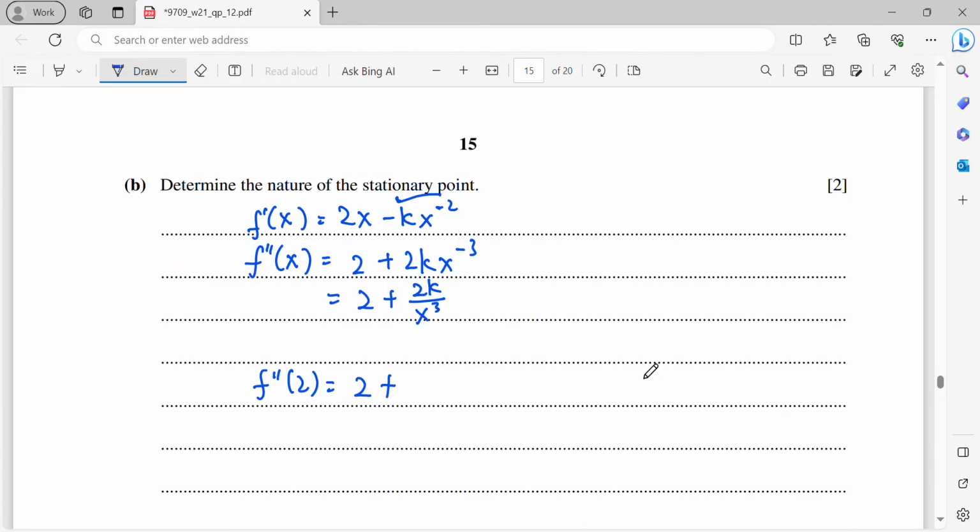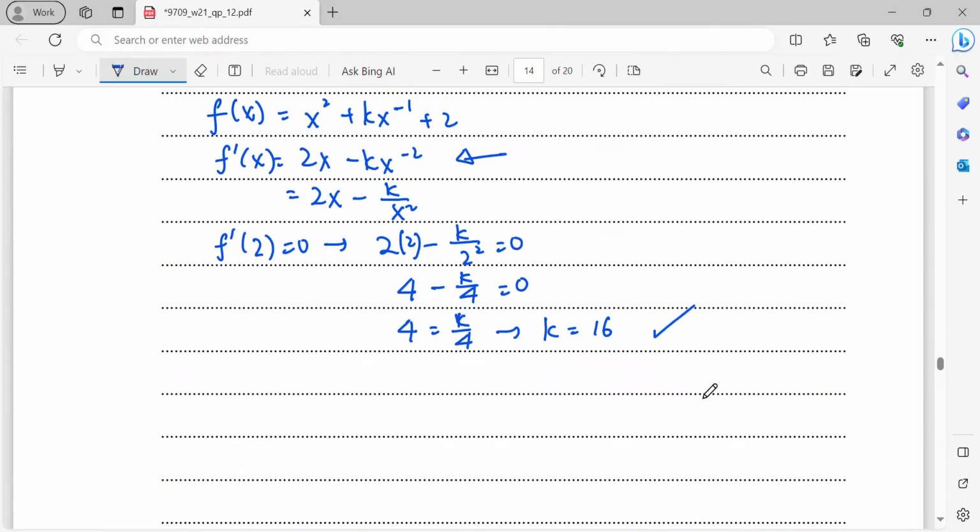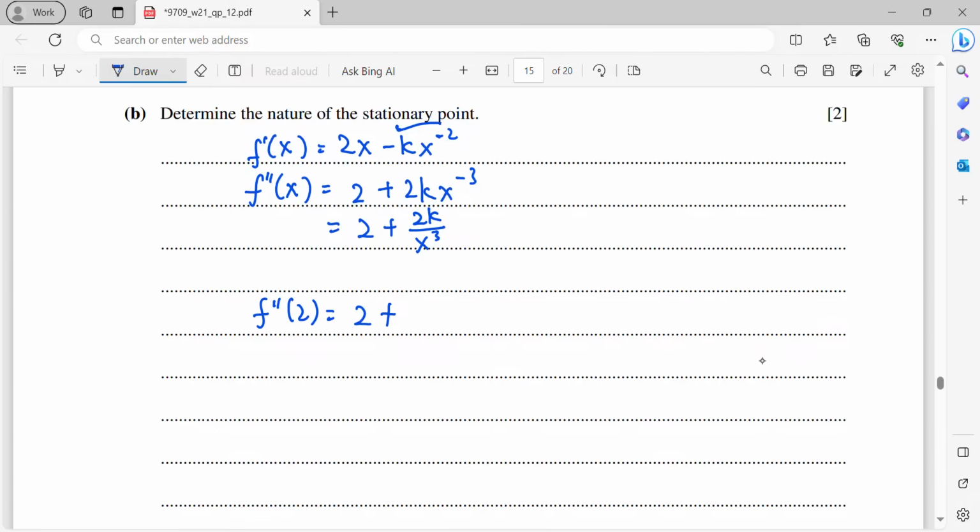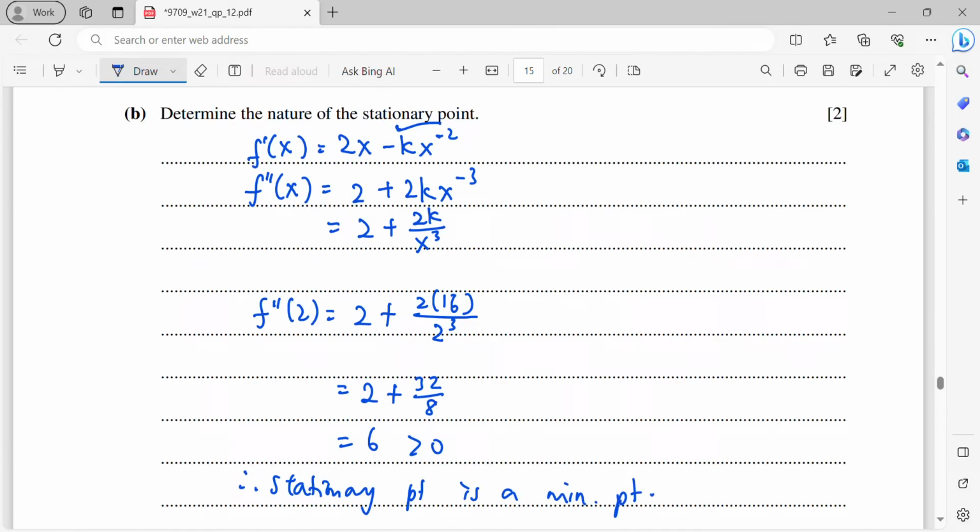So now at the same time, we have found the k just now. The k is 16. Okay, so replace the k by 16. So 2 times 16 over 2 cube. So here I will get 2 plus 32 over 8. Therefore, you are getting 6, because 32 over 8 is 4. So here I get 6, which is greater than 0. So therefore, the stationary point is a minimum point. Okay, so that's the solution for part B.